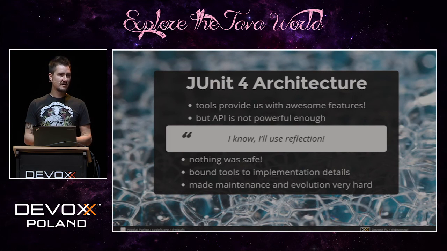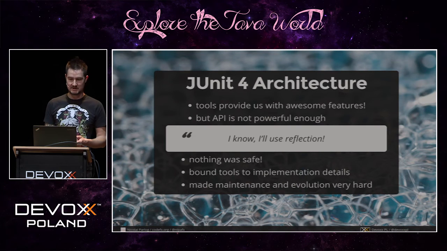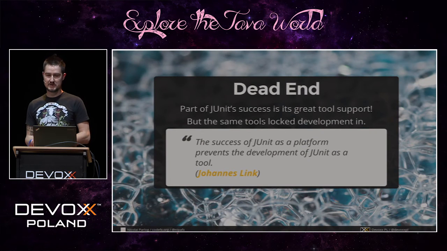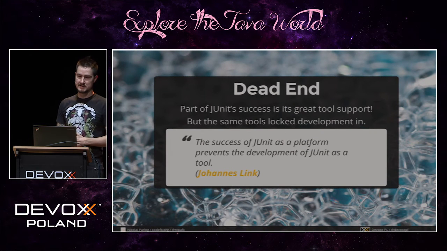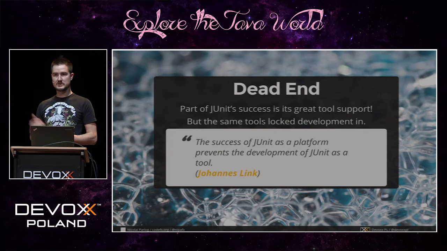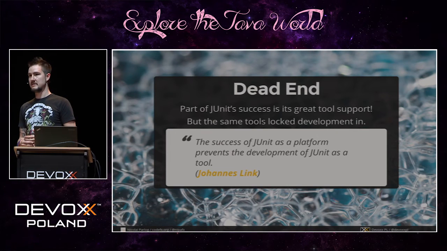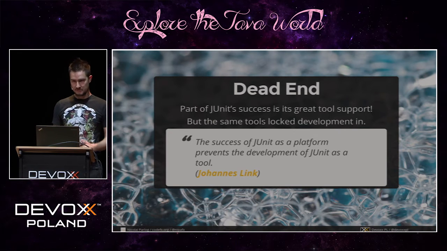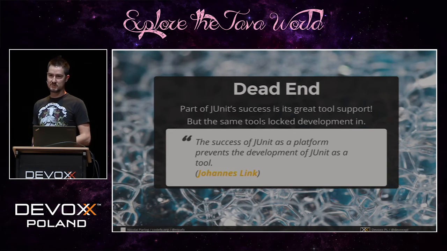I mean, I think 4.12, how long is it out there? I mean, technically there's a 4.13 coming, but I think it's in work for years. So JUnit 4 proved to be some kind of a dead end. And Johannes Link, who initiated JUnit 5, or was one of the initiators of the JUnit 5 team and the idea to re-implement it, said this, which I think summarizes it perfectly.